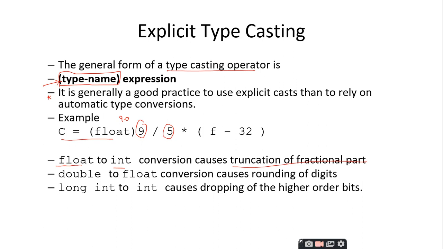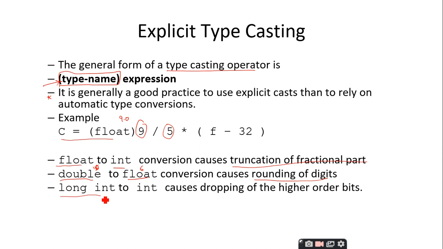Similarly, when I convert the double to float, double is used to represent the decimal values and float is also used to represent the decimal values. But the precision of float is 6 and here it is something around 15, or 10, sorry. So, this conversion causes the rounding of digits. So, 10 precision will be converted to 6. So, the rounding off will take place.